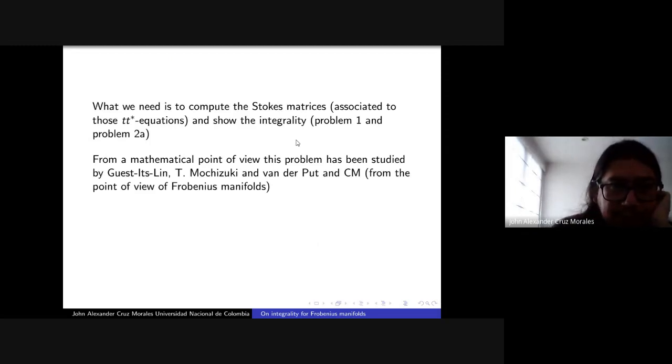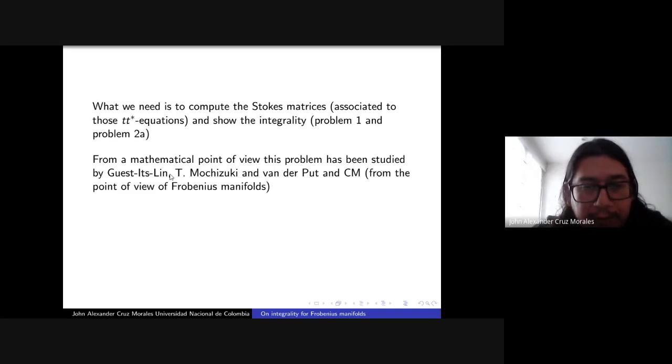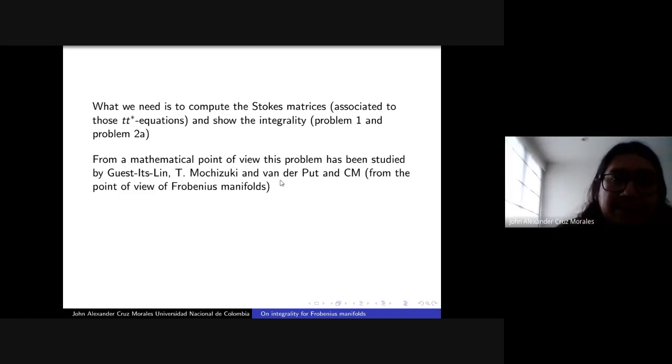Itz, and Lin, and also by Takuro Mochizuki. They studied the problem from the point of view of TT star equations, and this problem had also been studied by Marius van der Put and myself from the point of view of Frobenius manifolds.